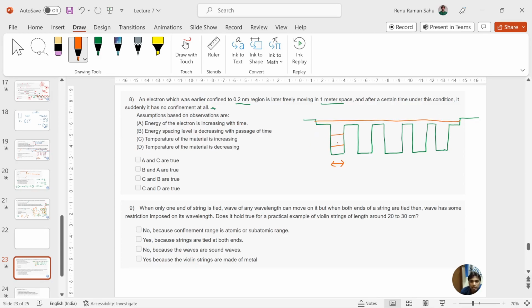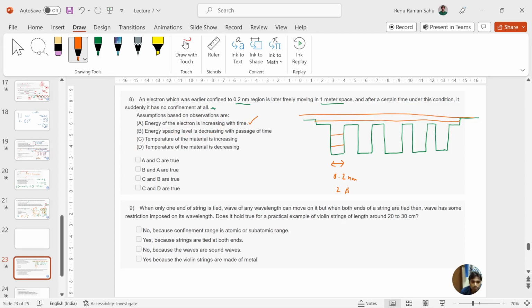So earlier it was in 0.2 nanometer, which is of the order of a few angstrom, right? Two angstrom. So it was here. Then the energy increased, and it became this nearly free electron level. After a certain time, when the energy level is somewhat this, then it is no more confined. So the energy is actually increasing in time. From here, it became here. So the energy of the electron increasing with time is correct.